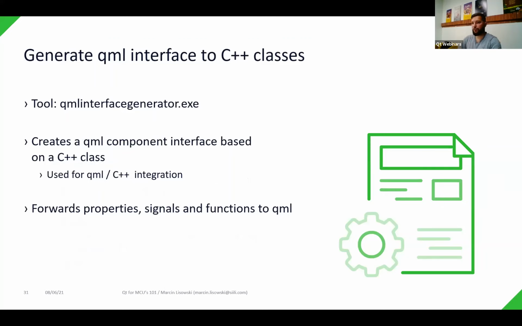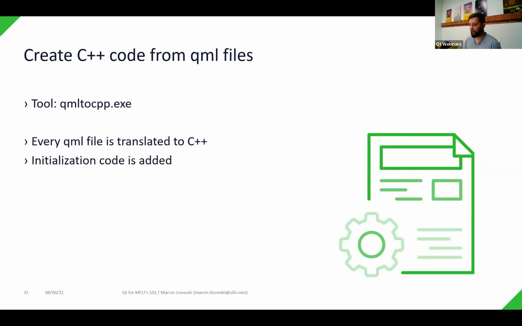QML interface generator is used to generate the QML components based on your C++ headers. Those will be used then by another tool to connect your QML code together with those QML components. It forwards properties, signals, functions to QML directly. So you can define, for example, a public method in your C++ class or struct, and then it will be accessible in the QML code as a normal QML function or JavaScript function.